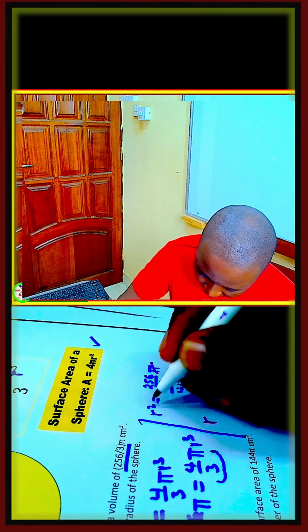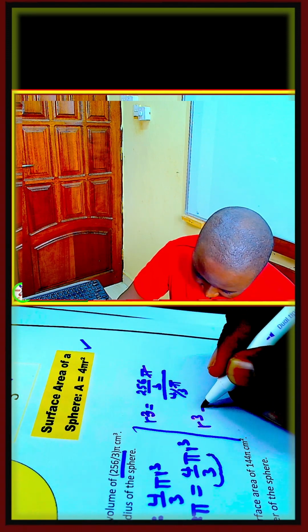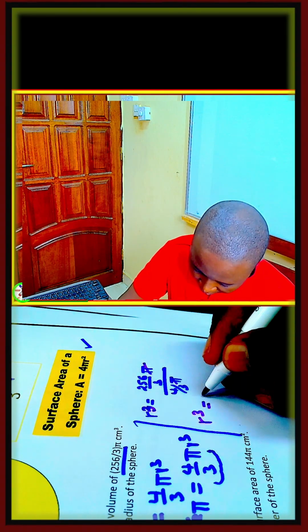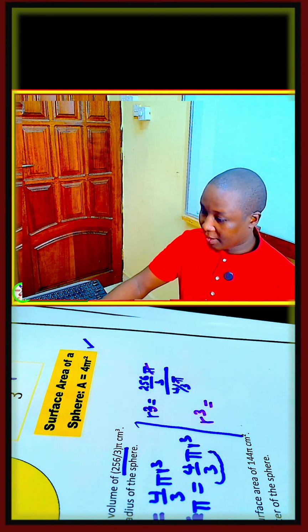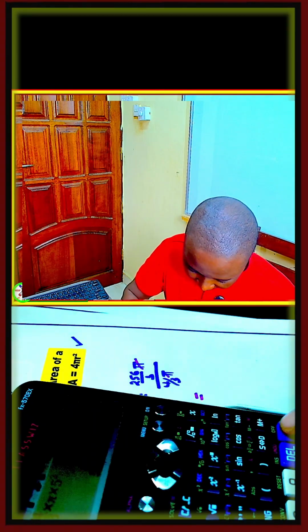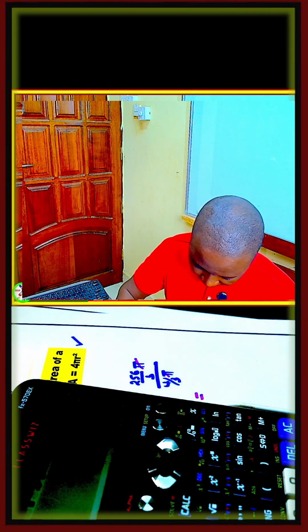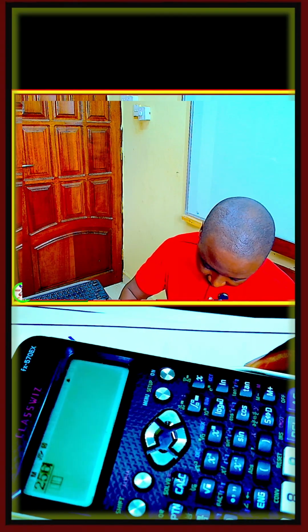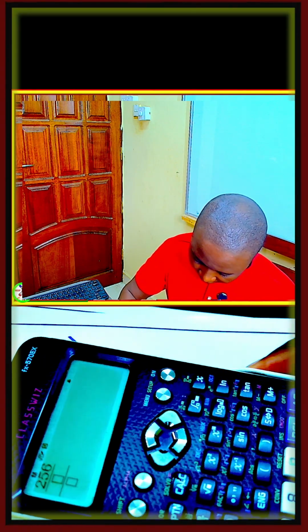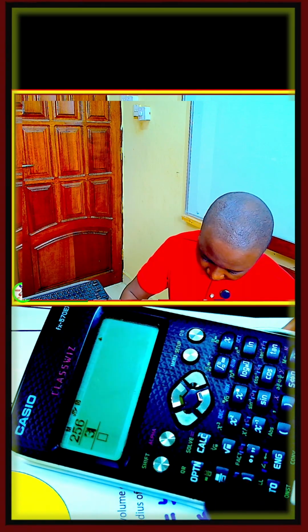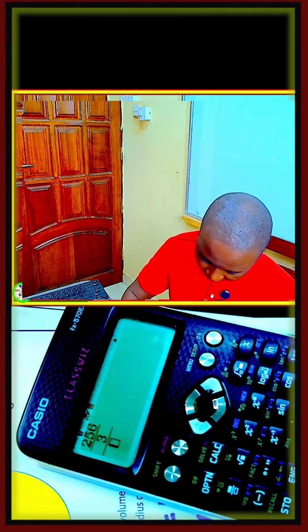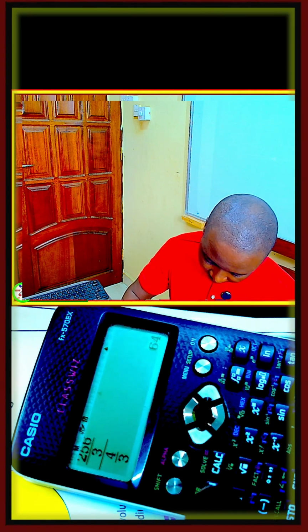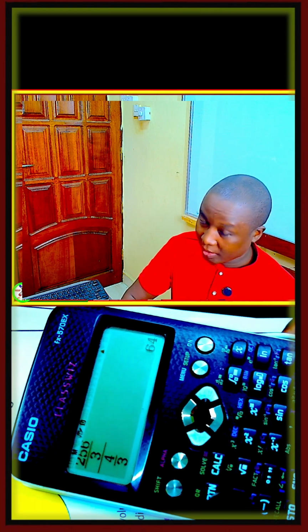You can see in this question that pi and pi will cancel out, so we shall remain with r cubed equal to, and we can put this in the calculator like this: 256 over 3, then we shall also say 4 over 3. If you work it out, you are going to get your answer 64.